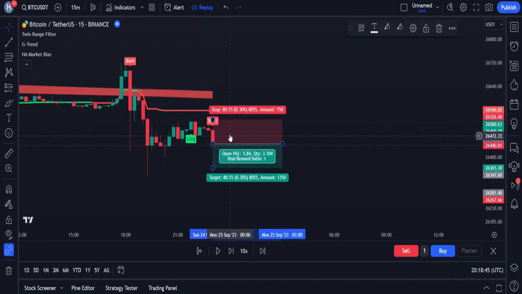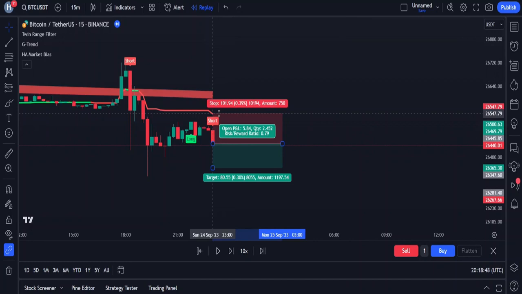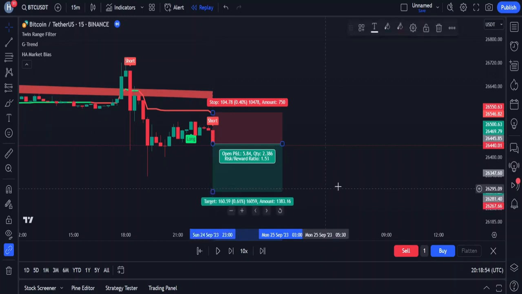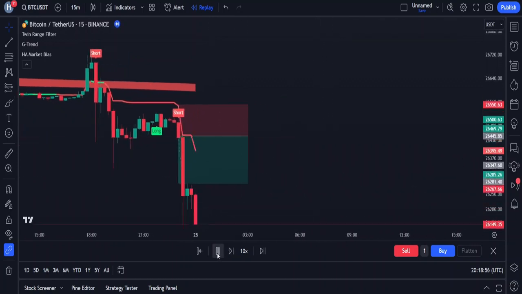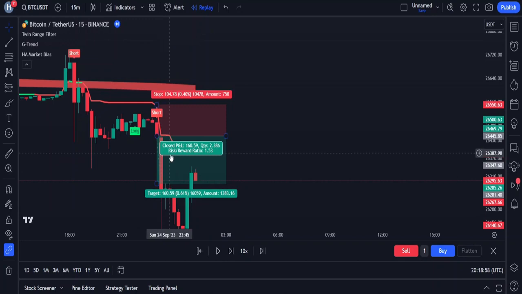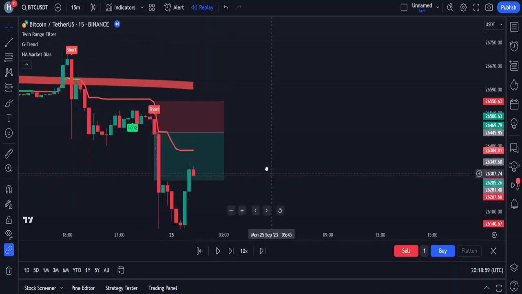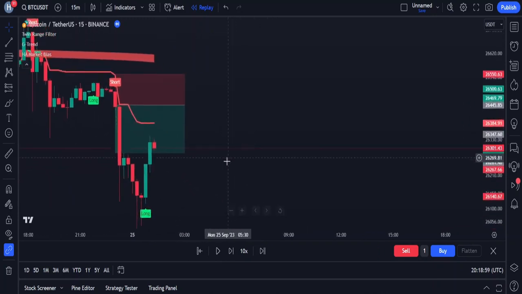So I will open a sell position here. We will use the G-Trend indicator line as our stop loss level, which will be right here. And the take profit ratio will be the same as in a buy trade. As you can see, this strategy is incredible and you can gain good profits using this strategy in your trading. Let's take a quick look at one more sell trade example.